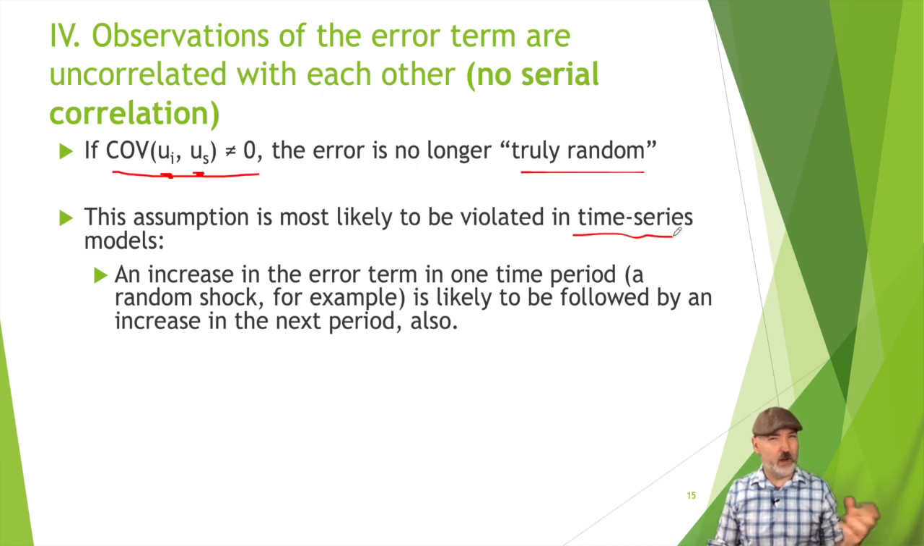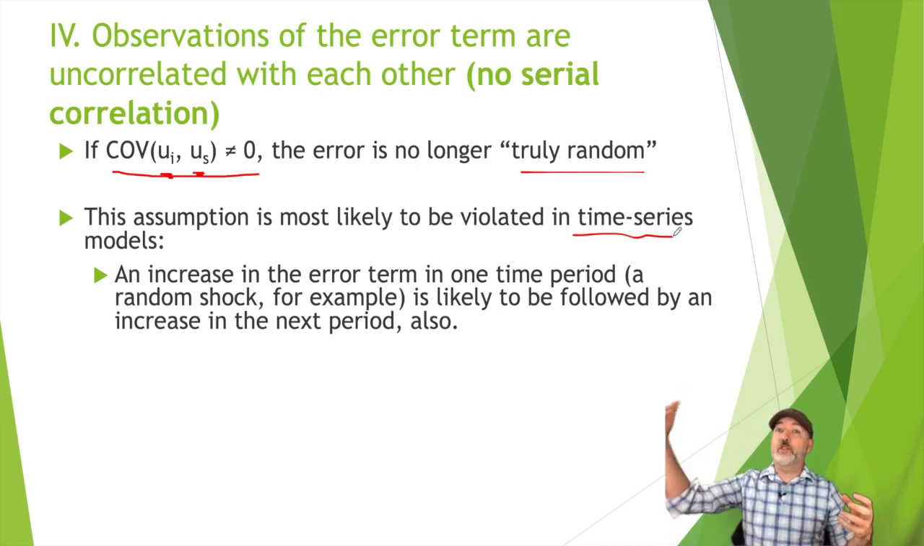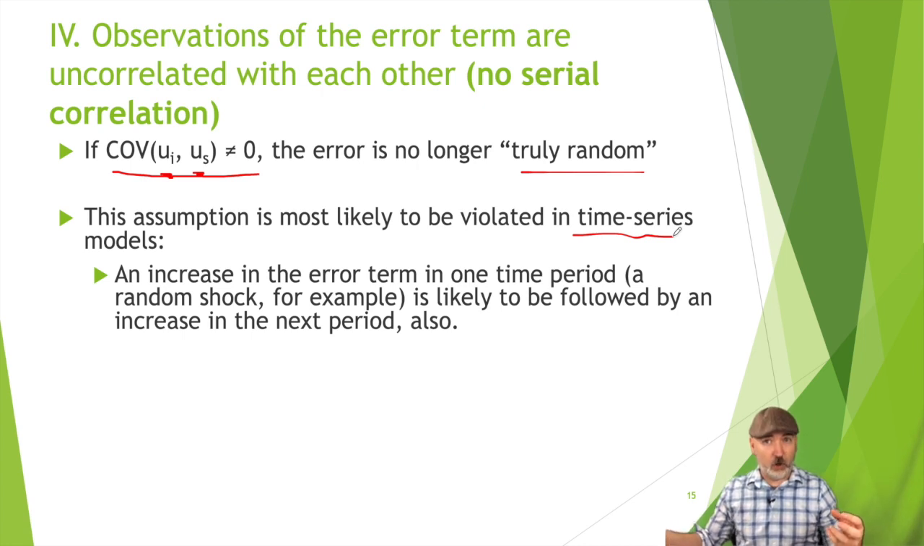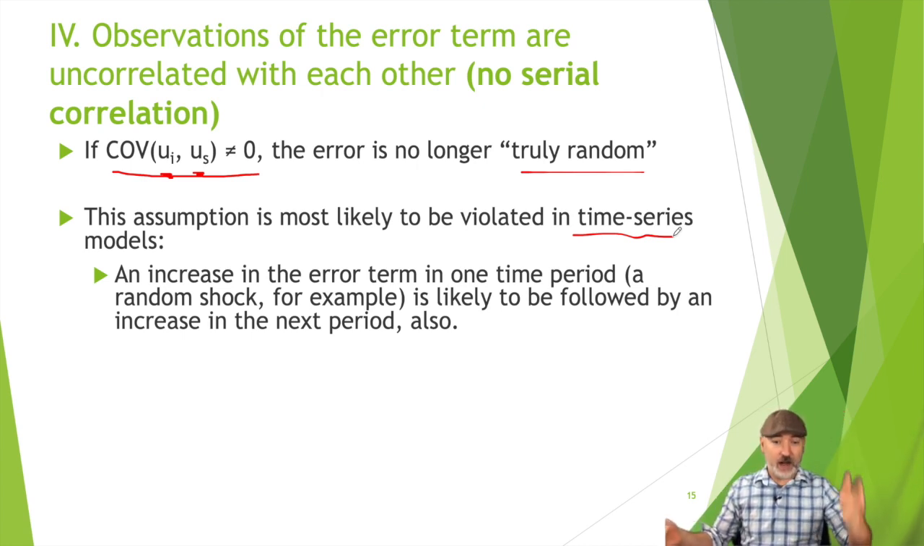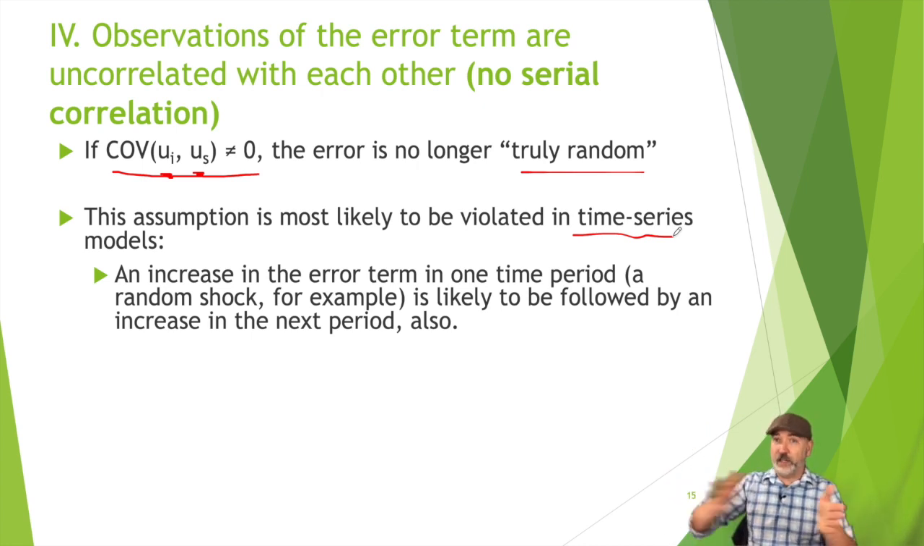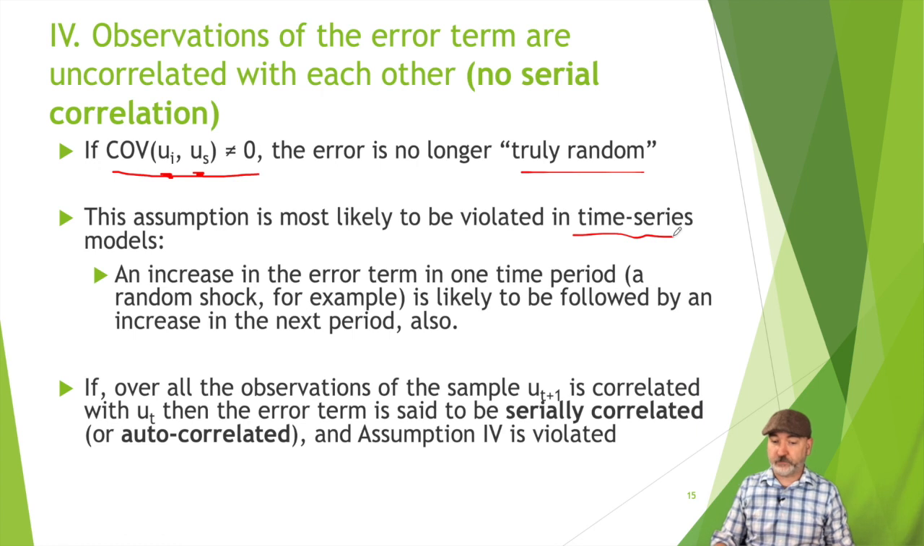But it's kind of easier to think about in those terms, where if there's, say, a random shock in the stock market, say today, we're still going to be reacting to that shock tomorrow, right? So u sub t is today, u sub t plus 1 is tomorrow. They're going to be linked. There's going to be unexplained variation that relates to one another over time. Okay.